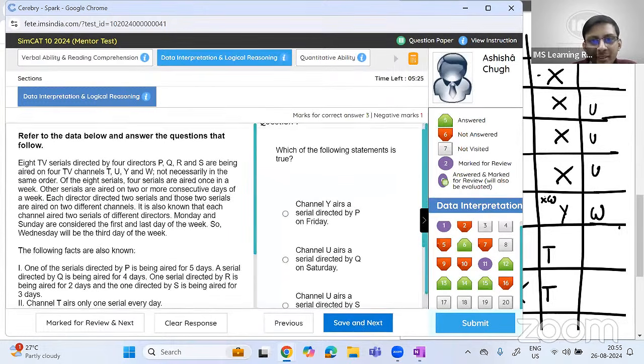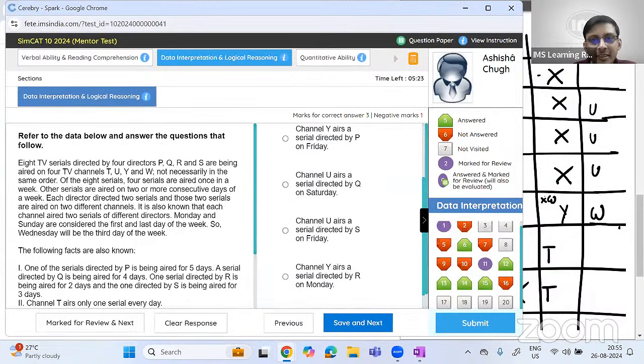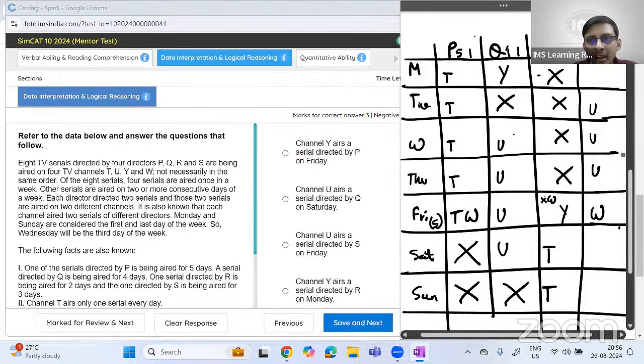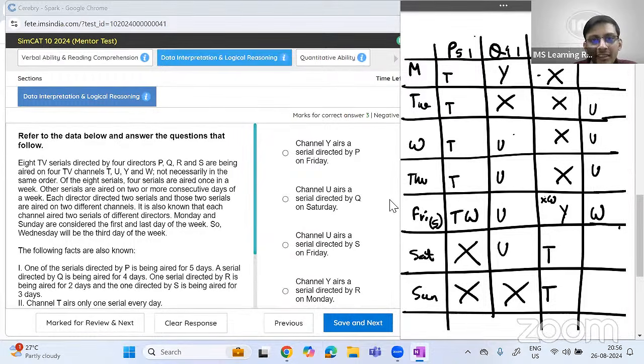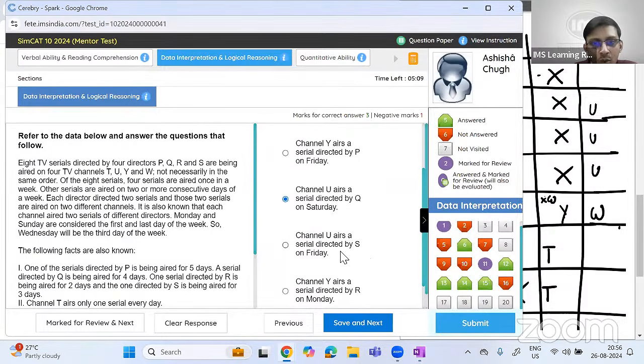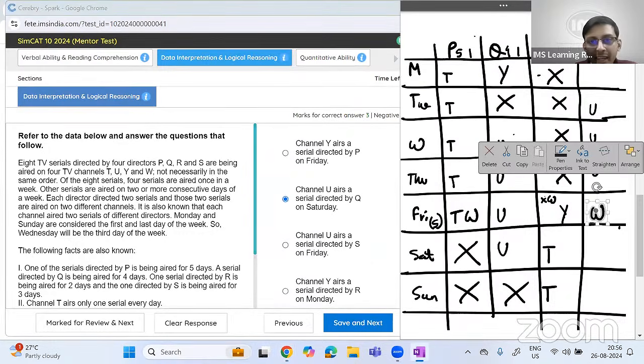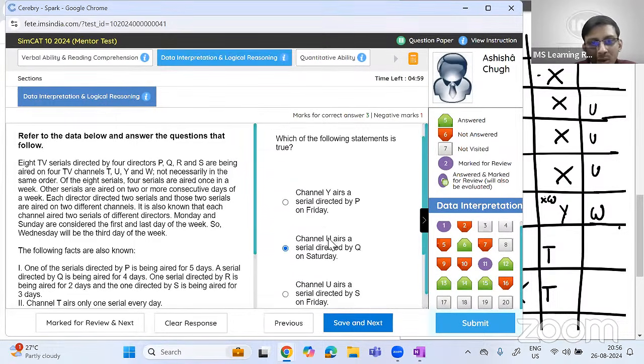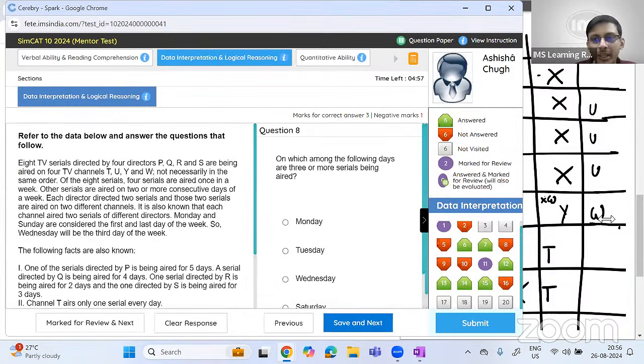Which of the following statements is true? Y airs a serial directed by P on Friday. Y serial by P, no, Y is for R. U airs a serial directed by Q on Saturday. Saturday, U, Q, yes, that is matching. And U airs a serial directed by S on Friday. No. The question was asking for what is true, so we've already found this is true, should be correct.